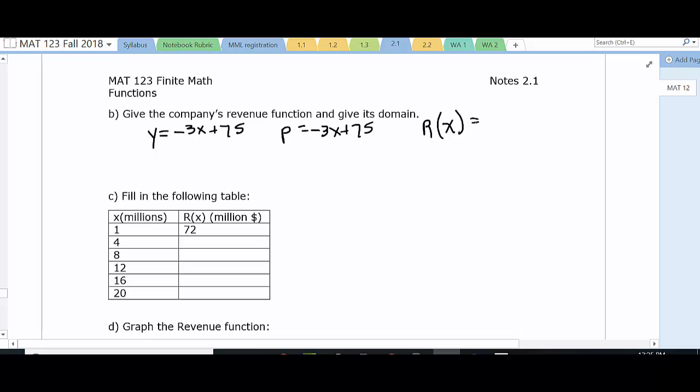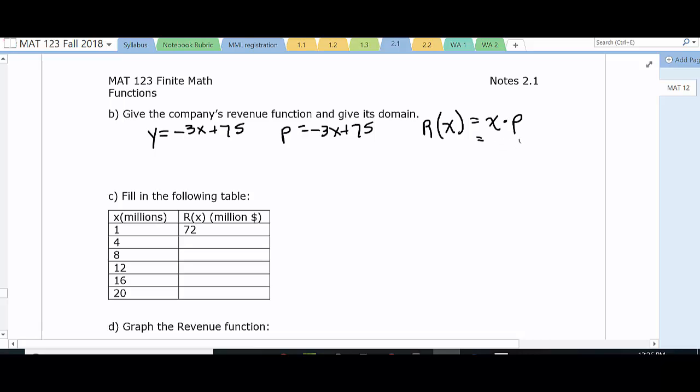What does a business do to find its revenue? You've got to know two things: how many things you sell, and then what? How much each thing costs, right? Lemonade, 50 cents a cup. You sold 1 million cups. Multiply and you've got your money coming in, right? So it's xP. All right, that's the formula.